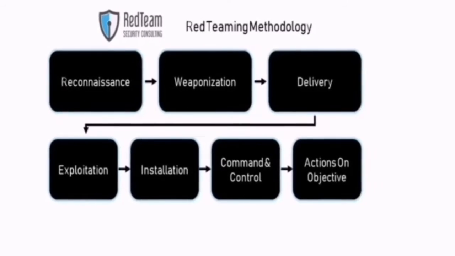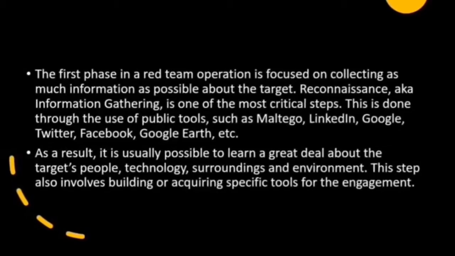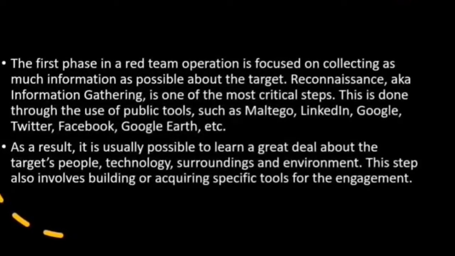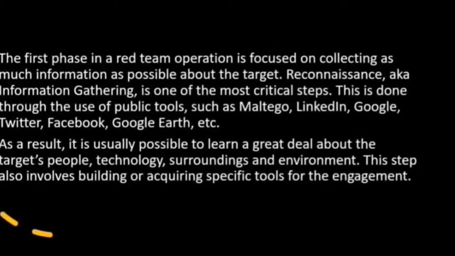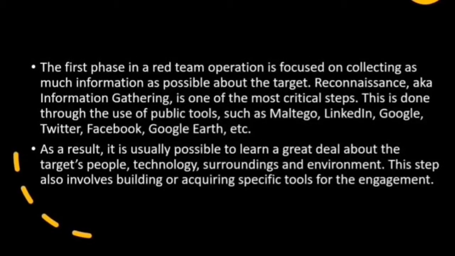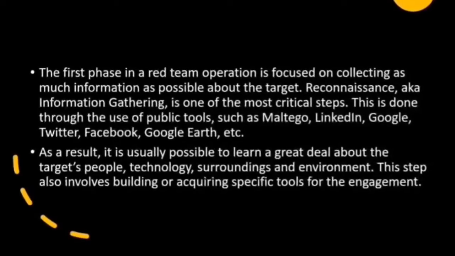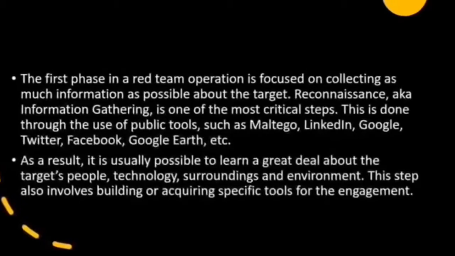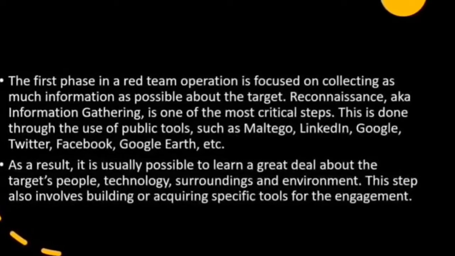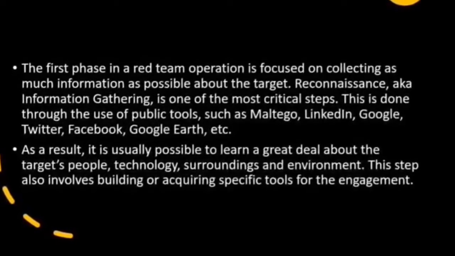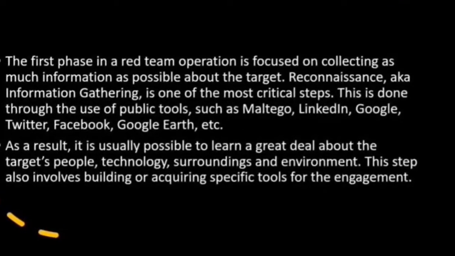The first one is reconnaissance. So what do you understand about reconnaissance? Reconnaissance is the first phase in a red team operation. It is focused on collecting as much information as possible about the target. Reconnaissance, or information gathering, is done through the use of public tools such as Facebook and Google Earth. As a result, it is usually possible to learn a great deal about the target's people, technology, surroundings, and environment. This step also involves building or acquiring specific tools for the engagement.